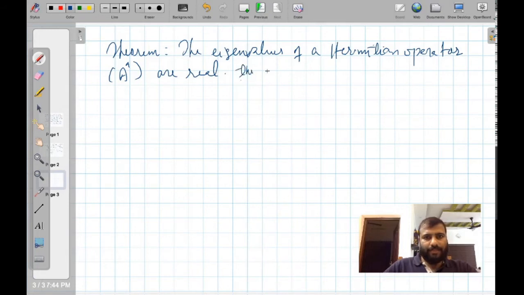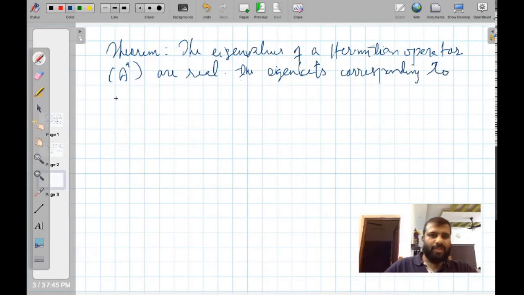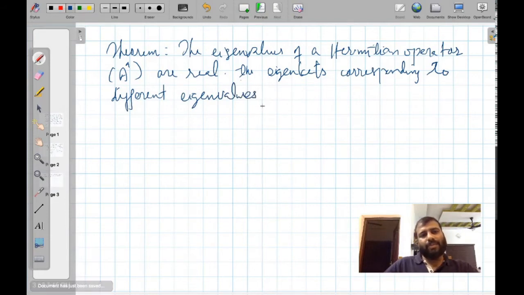The eigenkets corresponding to different eigenvalues, for example, if we have two eigenvalues, there will be two eigenkets corresponding to these eigenvalues, and they would be orthonormal. Eigenkets are orthonormal. This is the theorem we are about to prove.